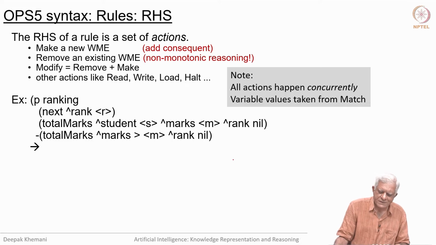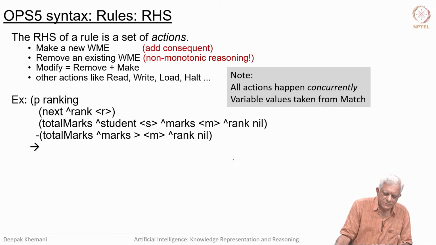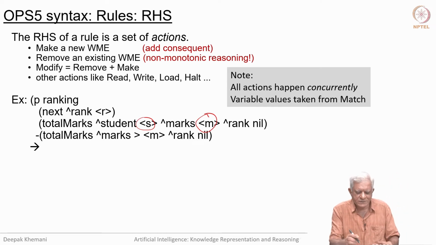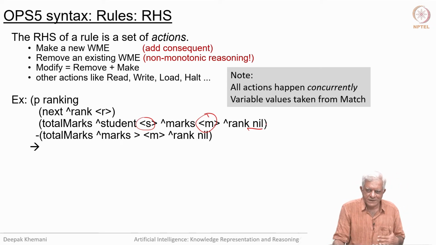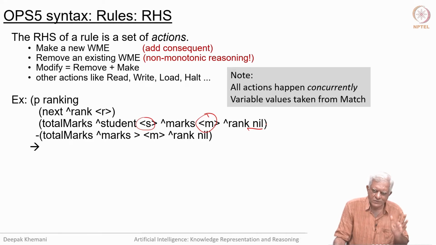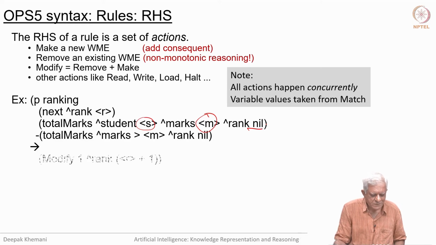So, here is this ranking example that we were talking about. If the next rank you want to assign is R, whatever it is, and there is a student S. Remember that these are variables, so it will match all the students. All the students who have some marks and who have rank nil will match with that. But when we put in the second condition that there is no student with marks greater than this student, then this rule will eventually match only one or two students. Whoever are the few students who have got the highest remaining marks, they will get the rank that we are talking about, essentially.